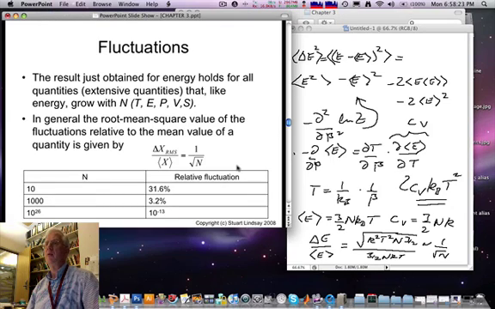So to show you numerically that a small system means large relative fluctuations, here is this factor 1 over square root of N plotted for different N. 10 particles, 30% fluctuations; 1,000 particles, 3% fluctuations; Avogadro's number of particles, 1 part in 10 to the 13 fluctuations. This argument applies to any extensive quantity that is proportional to the number of particles in a system.